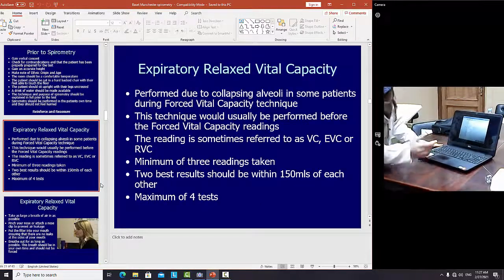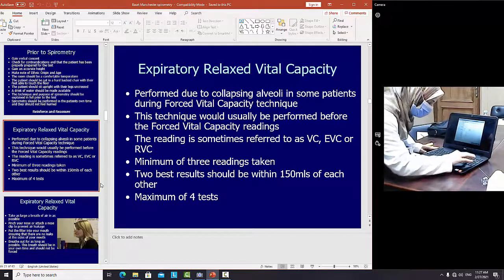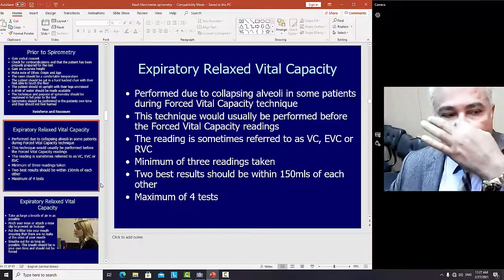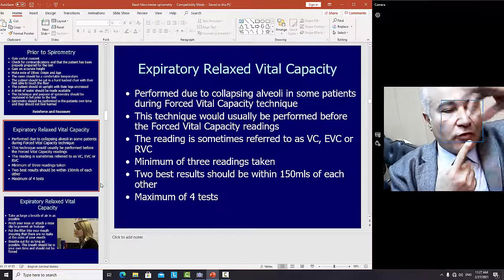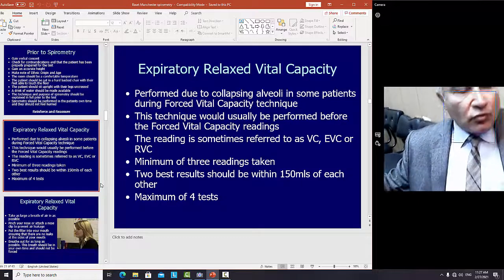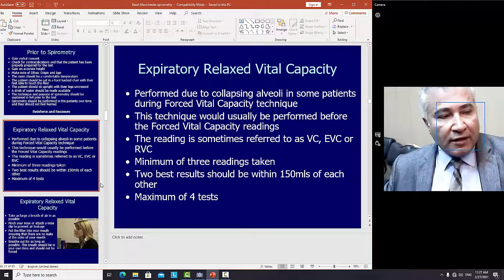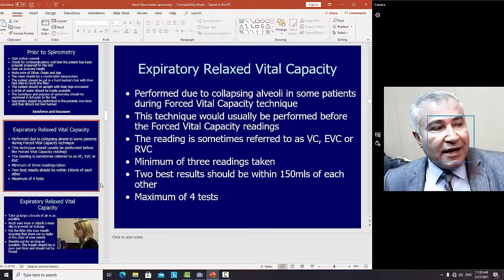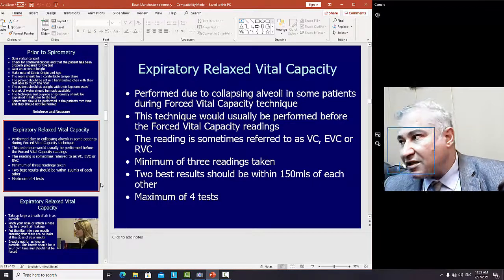After that, the technician uses nasal clips to close the nose, so that breathing in and out flows through the mouth, tight on the apparatus. After that, how many maneuvers can we do using this spirometer? We can do the slow vital capacity maneuver, or expiratory relaxed vital capacity, and we can do the forced vital capacity maneuver and maximum voluntary ventilation.